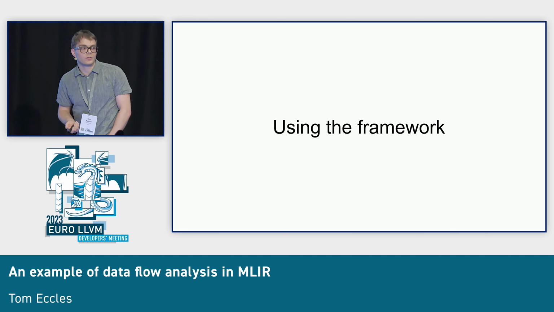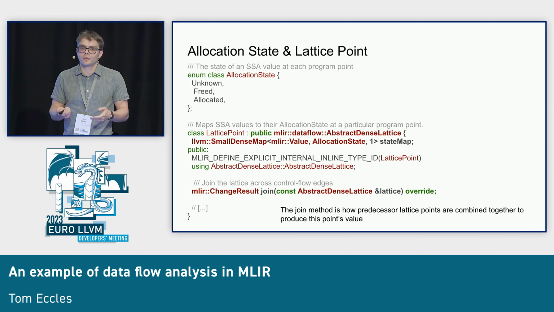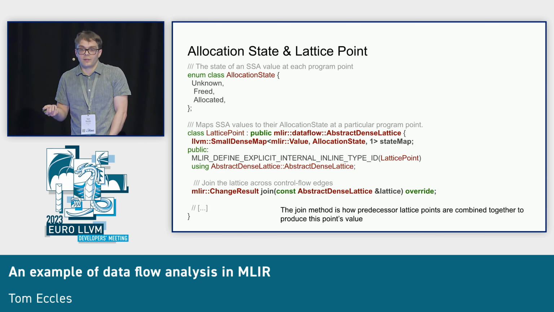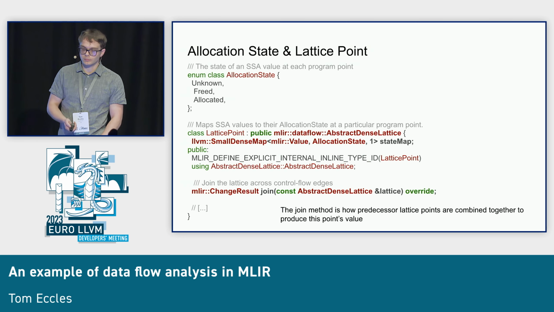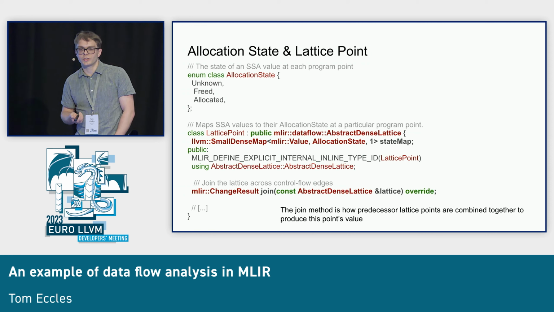So how would you write this using the framework? There's the state I mentioned before. The unknown version where we just haven't seen it yet is just represented as the MLIR value isn't in the map. So unknown here means that we've looked at it and there's no way of determining what the right answer is. And then we can say it's freed or allocated. And then we subclass abstract dense lattice, which says that this is a program point for a dense analysis. So like I said, this is an operation or the start of a block.